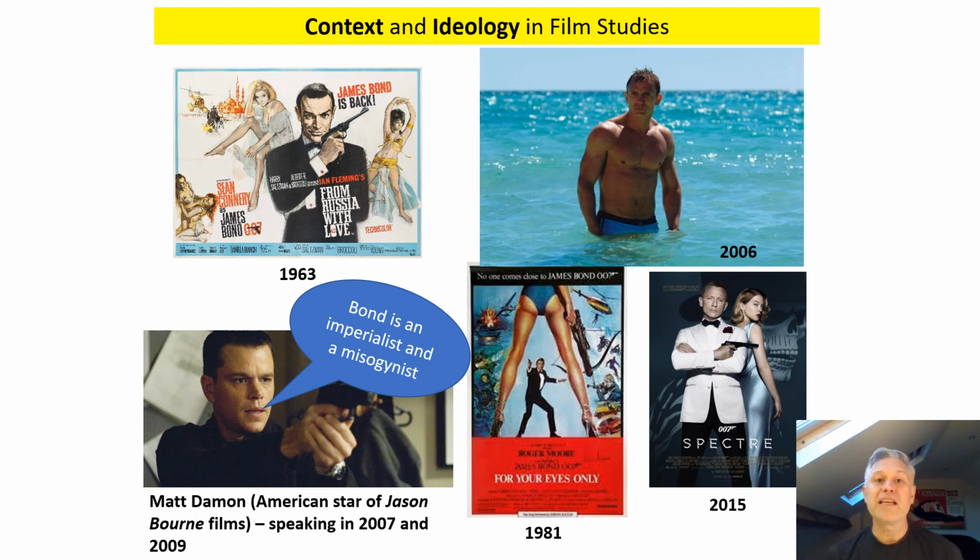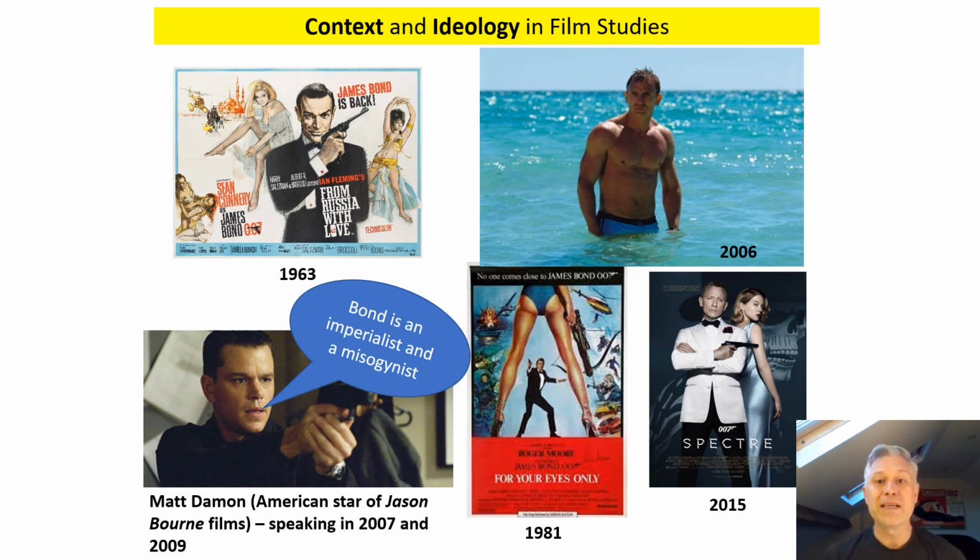And then finally, ideology, which is the messages and the values of the films. So Bond films have certain messages and values that people can read from them. And if you notice here, Matt Damon, who was starring in the American take on Bond, their version of it, the Bourne series, the Jason Bourne films, is actually quite critical of the Bond films. He's denounced Bond as an imperialist and a misogynist. Imperialism is basically linked to empire and colonialism.